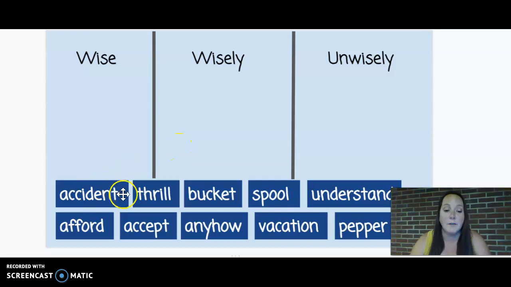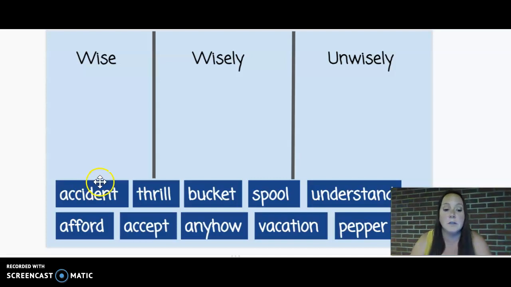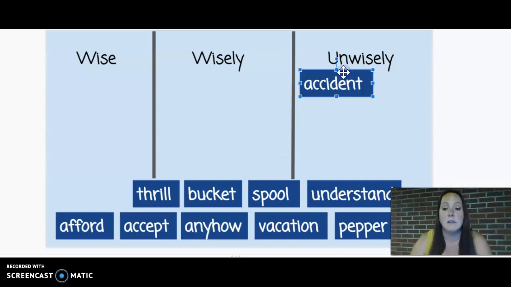Let's practice one together. If we look at the word accident, accident has 3 syllables. So I am going to move that to the box that has the word unwisely for 3 syllables. You are going to do this for all of the words down at the bottom. Submit on Schoology when finished.